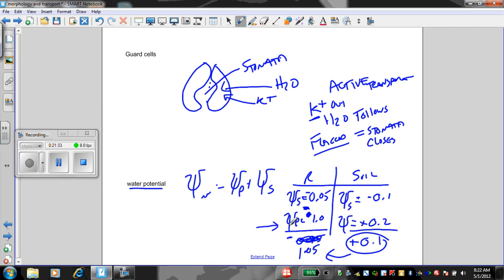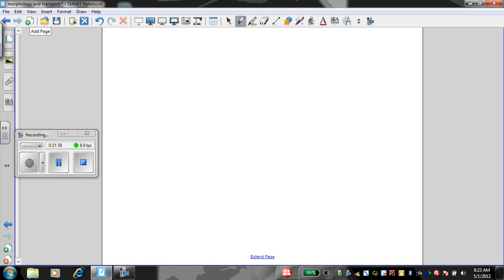The pressure value could be a positive number or a negative number, just depending on what's going on. If we're pulling molecules up, it might be negative. If we're pushing down, it might be positive. Okay, and that is all of the review for morphology and transport. I think the last thing that we should really talk about quickly is tropisms, and that's a plant's ability to respond.